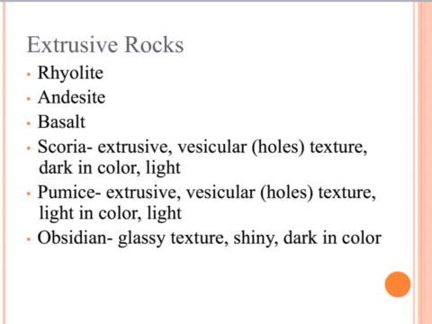Scoria and pumice both have what's called a vesicular texture. This means that there are holes in it, and they are very lightweight. Scoria is going to be dark in color, and pumice will be light in color.